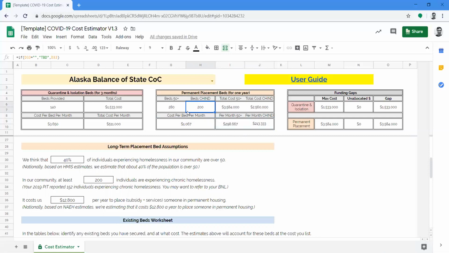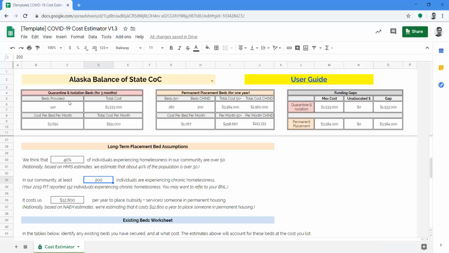You'll notice that the estimates, again, are not mutually exclusive. Some of these people who are 50 plus will of course be chronically homeless as well. So we do not recommend adding these two figures as a total cost. It's just to provide you two different ways of estimating the total cost of permanent placement, two different populations that you might be interested in. If you have a different way of defining medically vulnerable populations, you can use the chronic homelessness data entry point to enter any number of individuals you would like and estimate permanent placement costs on that basis.